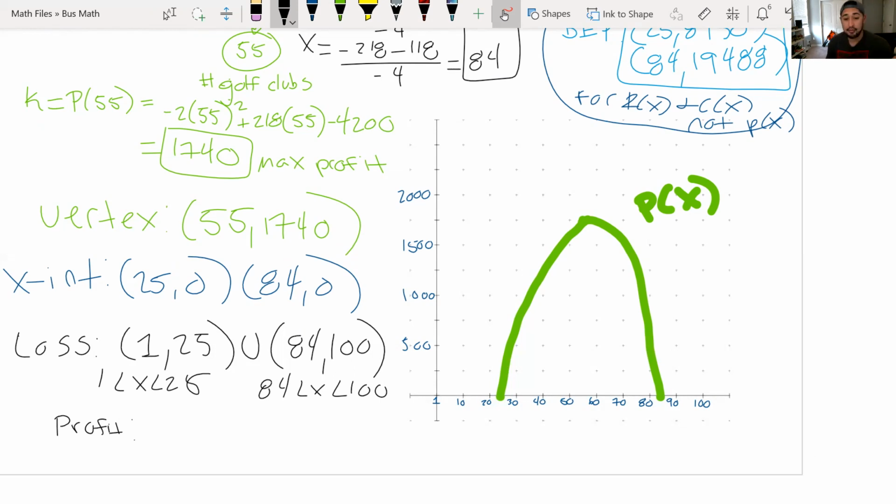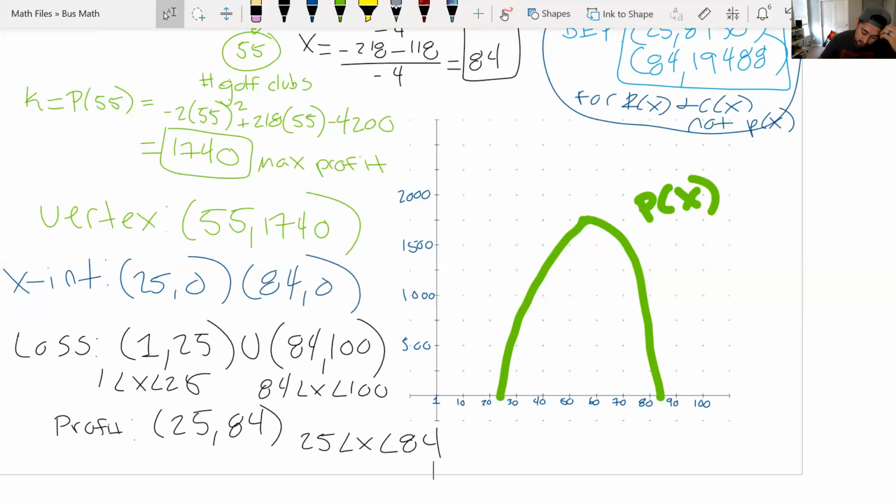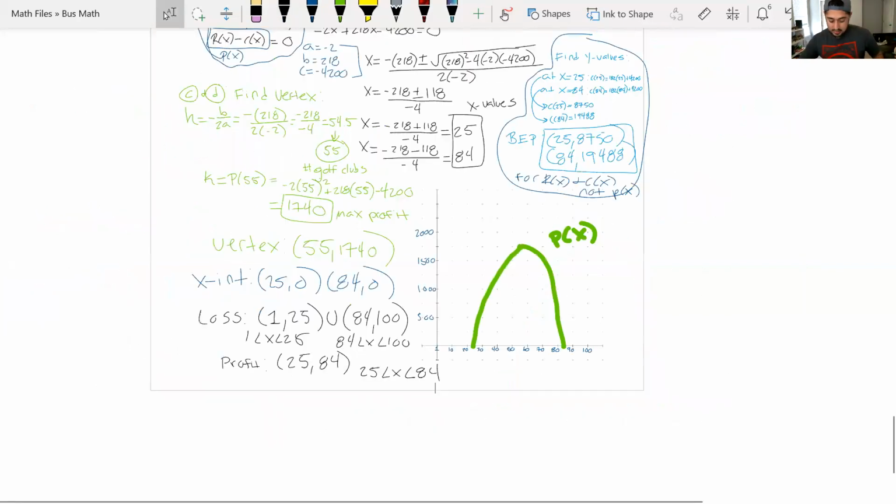And then for profit, we're going to have a profit from break-even point to break-even point, or from x-intercept to x-intercept. So our profit is going to be from 25 to 84, or 25 less than x less than 84. And there it is.